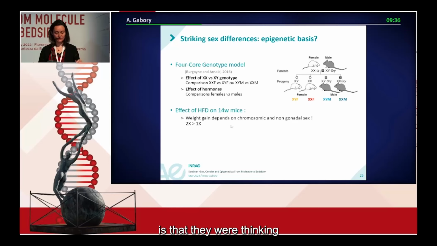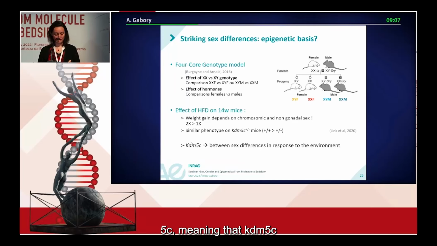And what they did is they were thinking, okay, if you have 2 X versus Y, you gain more weight. Is it possible that this enzyme makes the same difference? And so they took the knockout model of KDM5C, and they saw a similar phenotype, meaning that when you have one copy of KDM5C, you gain less weight than when you have two copies of KDM5C, meaning that KDM5C is able to make a sex difference in response to the same environment.